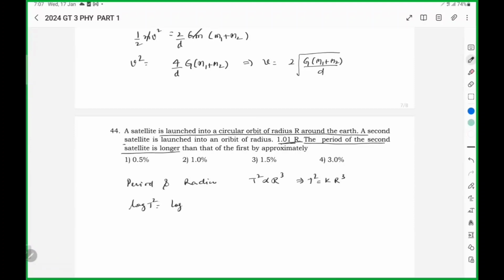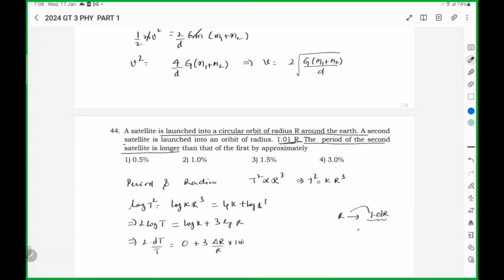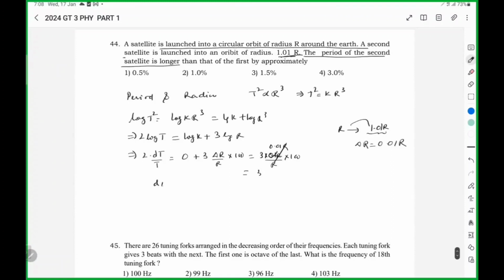Log T square is 2 log T, which is log k plus 3 log r. Differentiating, 2 times the change in T by T is 3 times the change in r by r. Originally, the satellite was launched into a certain radius. There is a change in the radius, that is 0.01. The 2 gets cancelled, which leaves 3 by 2. So the percentage change in the period is 1.5%.